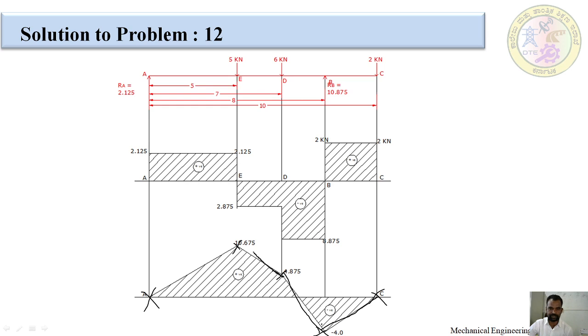I am going to join with the straight line. After that I am going to join with the zero line. Okay, this is the bending moment diagram. This diagram crosses here from negative to positive. This is the baseline or zero line. This is the negative line, this is the positive line.